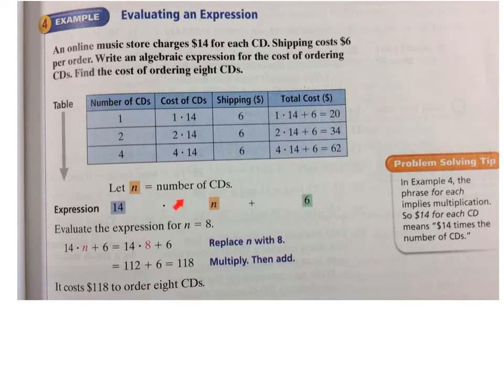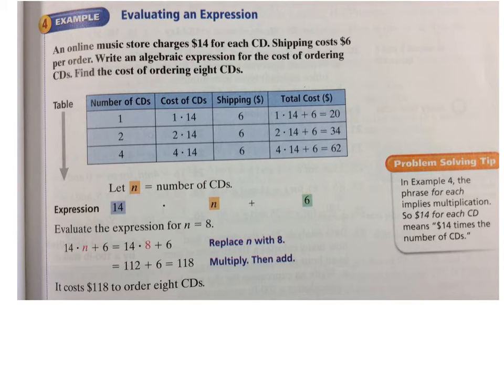Now again, something to think about here, by the way, is the fact that the N can't be a negative number, right? You can't order negative CDs. And it probably shouldn't be 0. That makes no sense. And it can't be a fraction or a decimal. So you don't order 1.5 CDs. That sort of thing doesn't make sense. So you're looking at being whole numbers here.